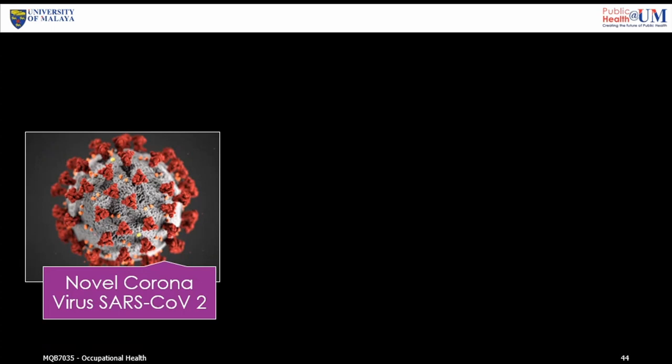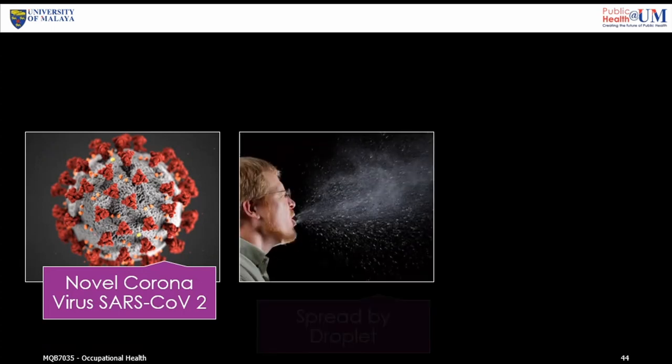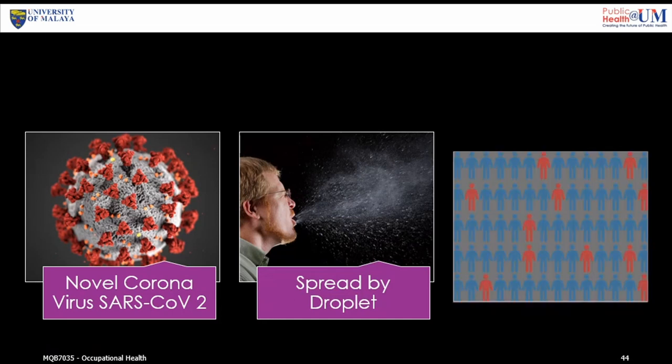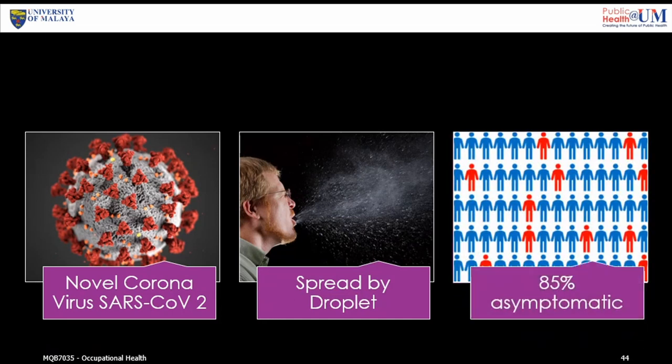So we know this already, correct? We know how it spreads, of course by droplet and aerosol, alright? And we know 85% is asymptomatic. We know this. When did we know this? 2020, March, the time we knew this. And has it changed? No. It's the same thing. Nothing has changed. So we know how it spreads.